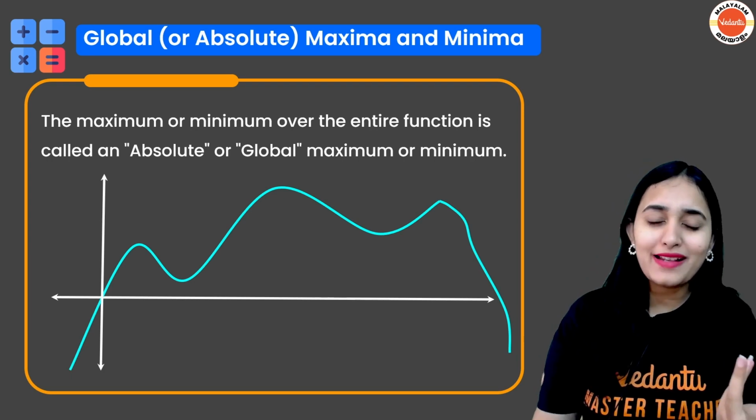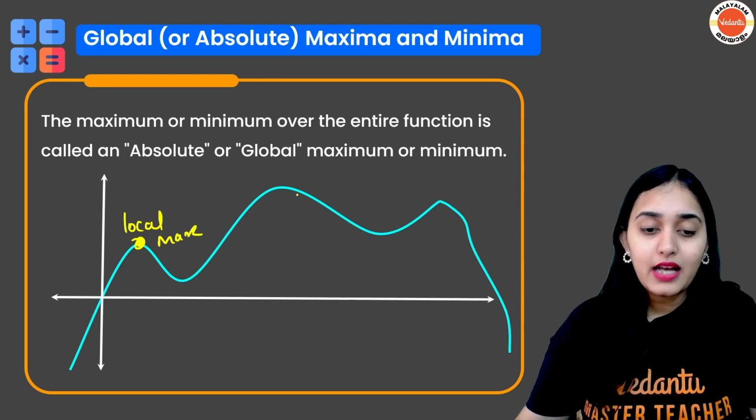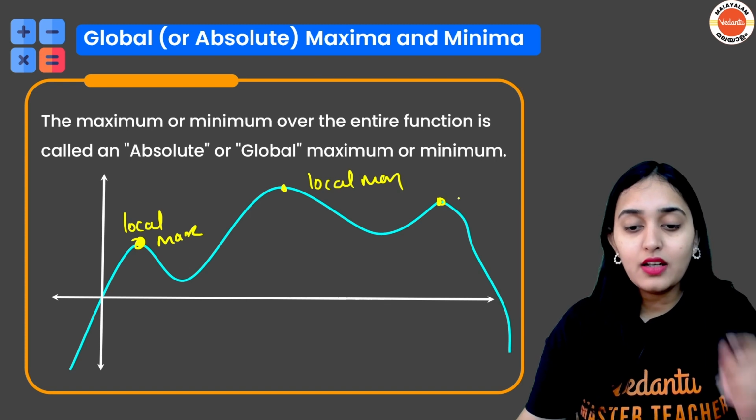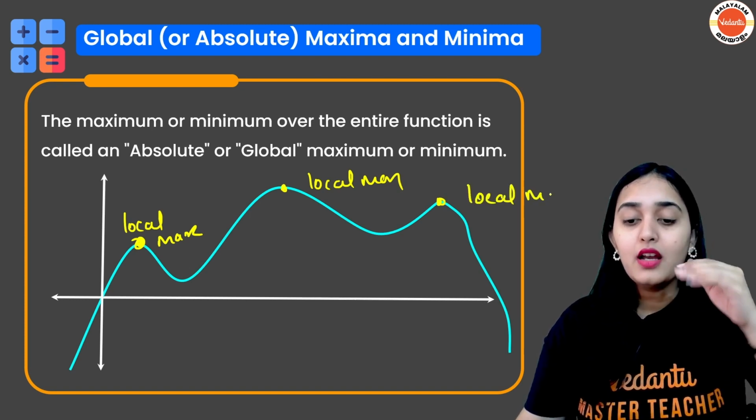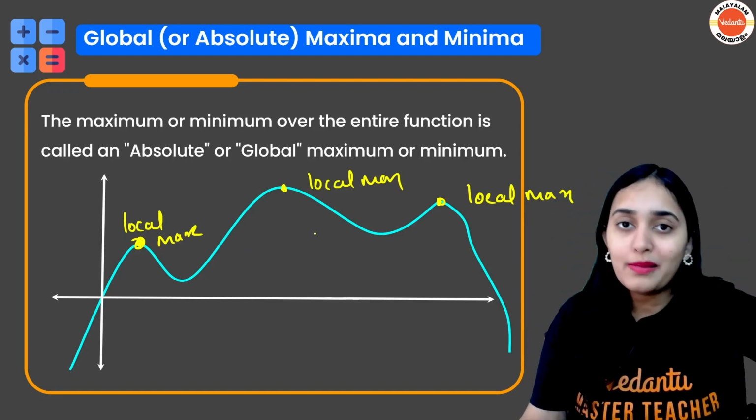Now, what is global maxima or global minima? Very simple concept. See, this is a local maxima. Again, this is a local maxima. Again, this is a local maxima. Again, they are maximum then minimum, maximum then minimum, maximum then minimum. So, they are local maxima.